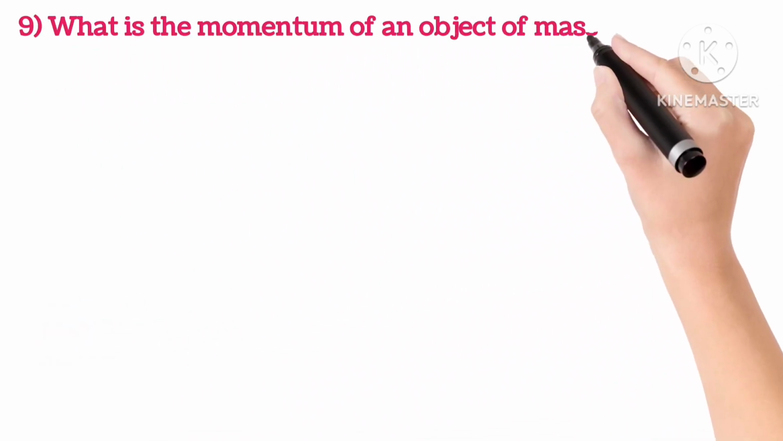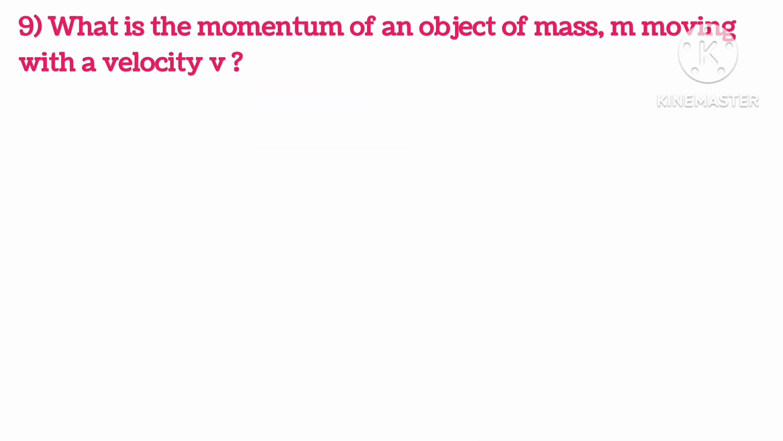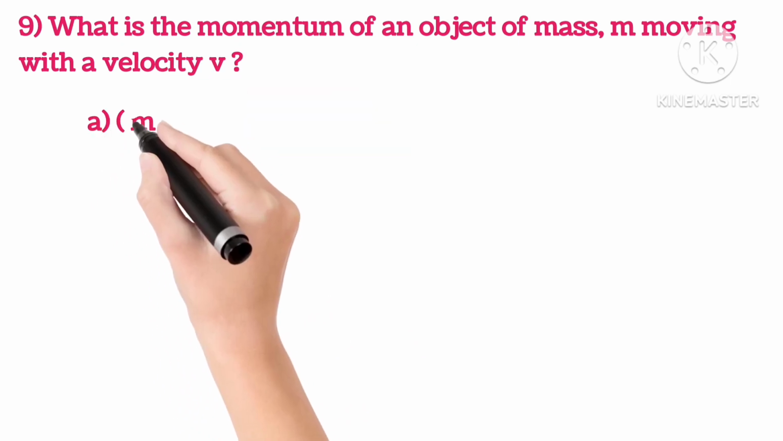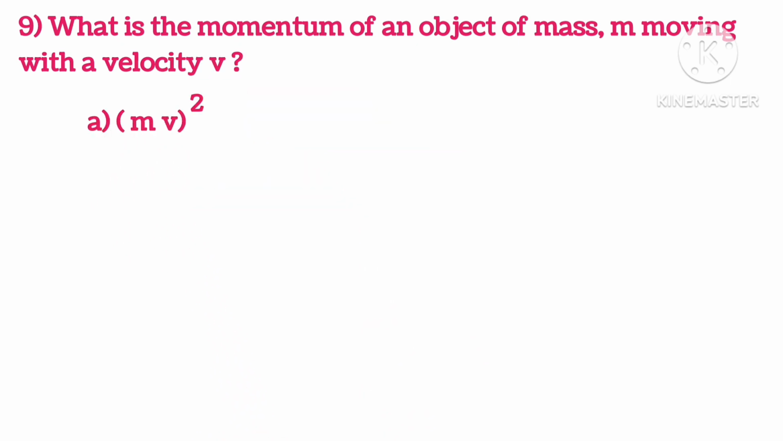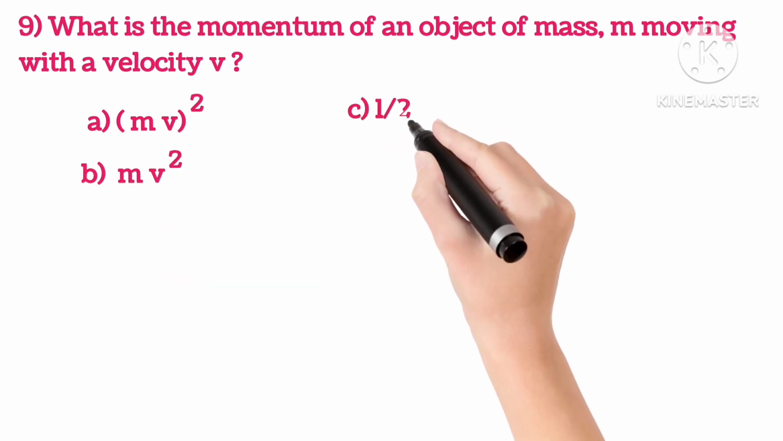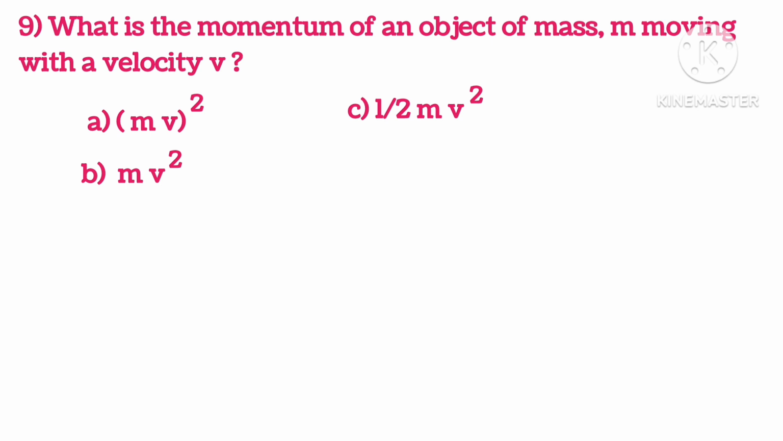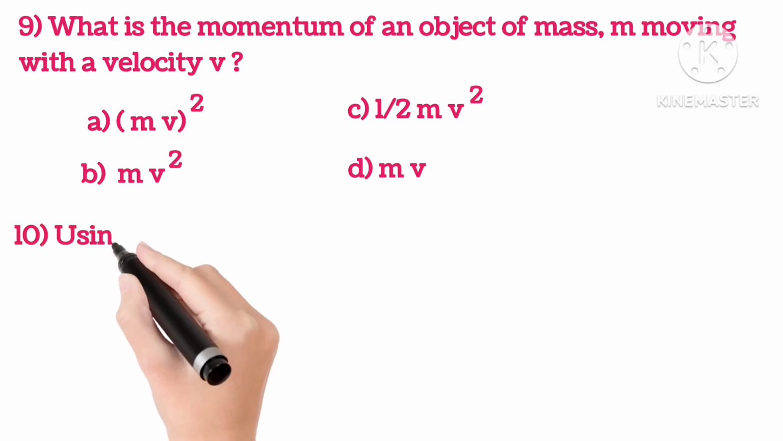What is the momentum of an object of mass m moving with velocity v? mv whole square, mv square, half mv square, or mv? The correct answer is mv.